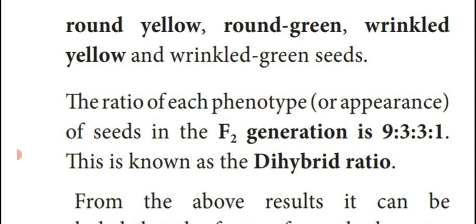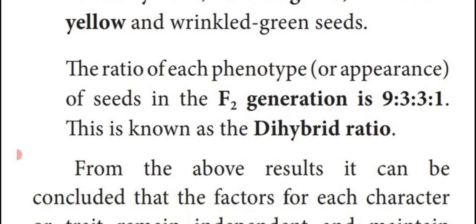So the phenotypic ratio of the seeds in the F2 generation is 9:3:3:1. This 9:3:3:1 is the dihybrid ratio, an important 1-mark question. And also this dihybrid cross is a very, very important 5-mark question.